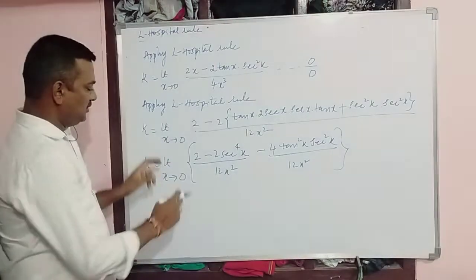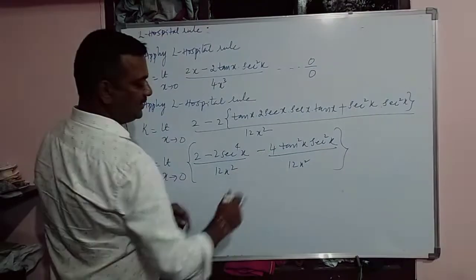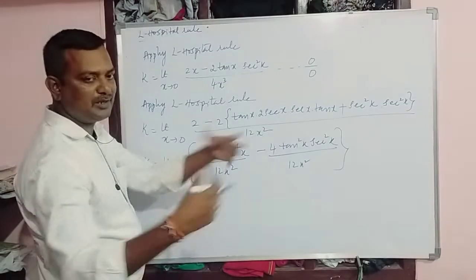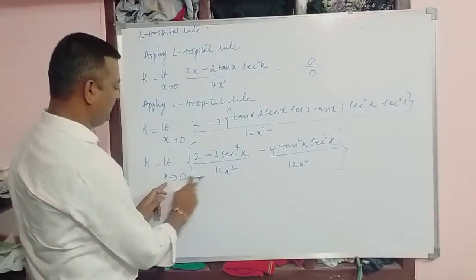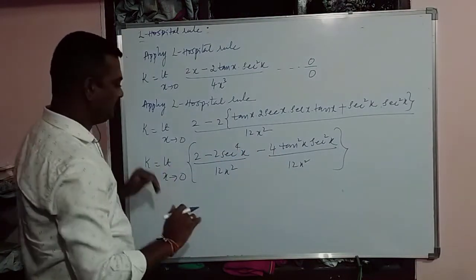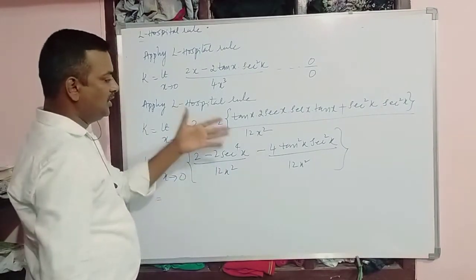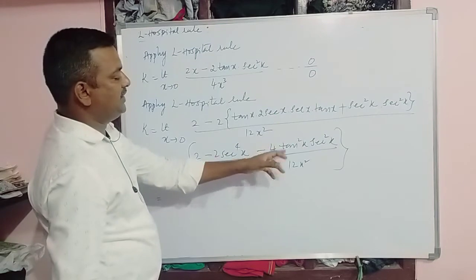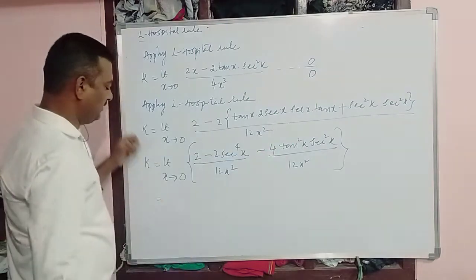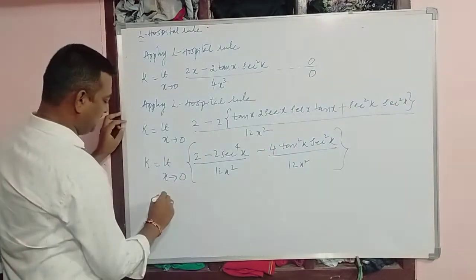Now, the limit of a sum or difference: the limit of a sum is the sum of limits, which means you can apply the limit to these two terms separately. Why have I done it in this form? Because by differentiating, the number of terms will increase. For that purpose I have taken them separately.